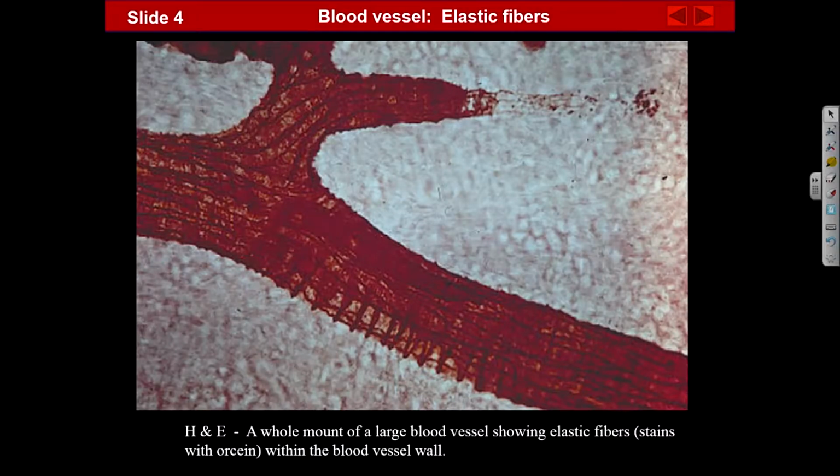Okay, now here's a large blood vessel stained for elastic fibers. See all of these elastic fibers? Okay, so this would be a larger elastic artery.